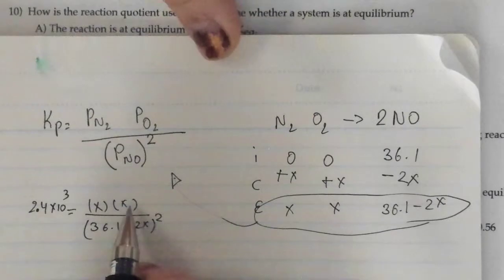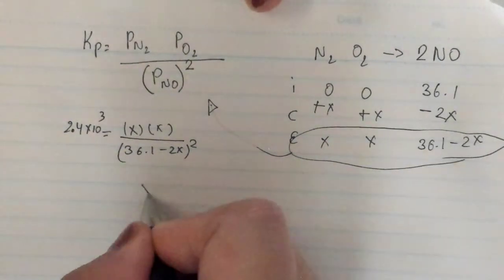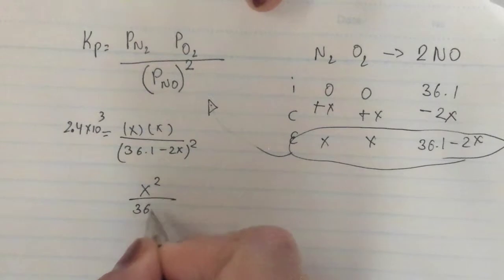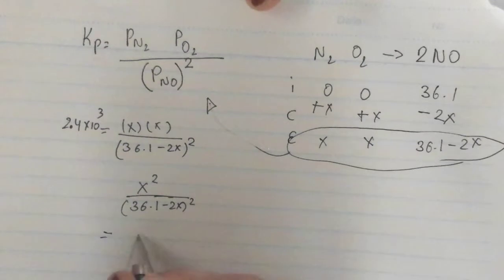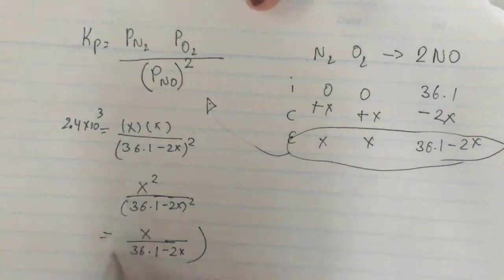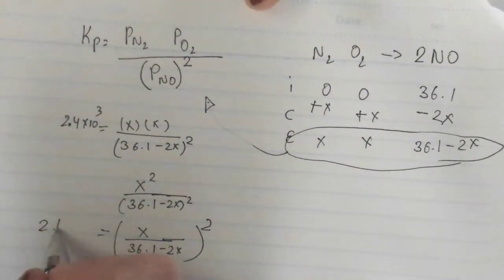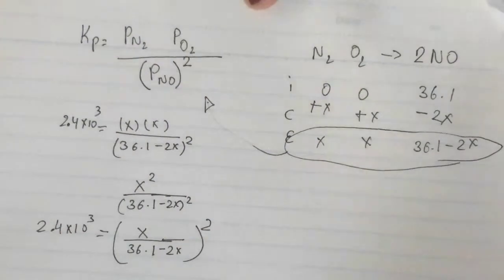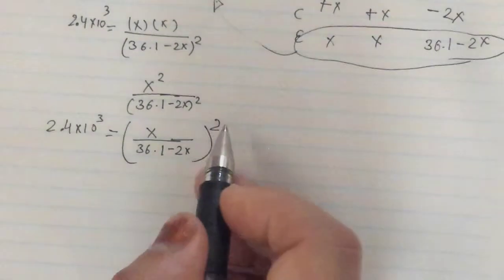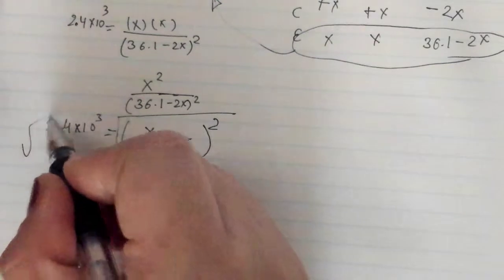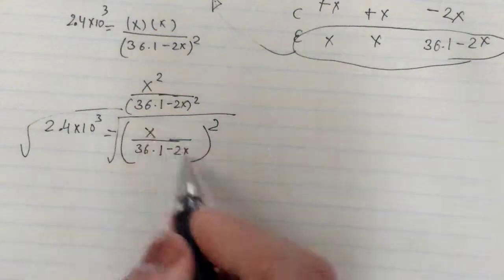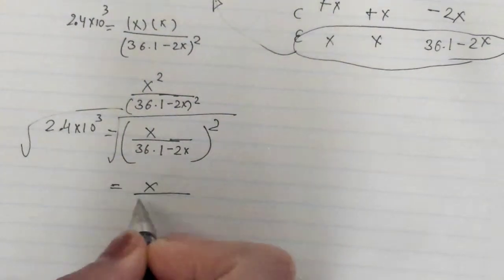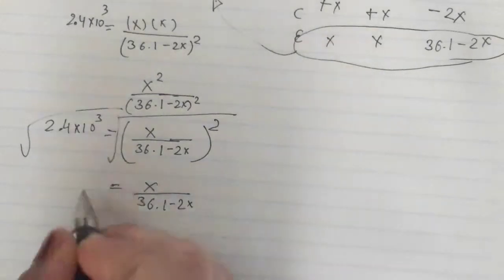Now, notice that this is gonna be x squared. The bottom is also squared, so x squared divided by (36.1 minus 2x) squared. I can technically rewrite this as x over 36.1 minus 2x, the whole thing squared, equal to this. That means to get rid of the square, I can do the square root. If you do the square root, you get rid of that, and you get x over 36.1 minus 2x.